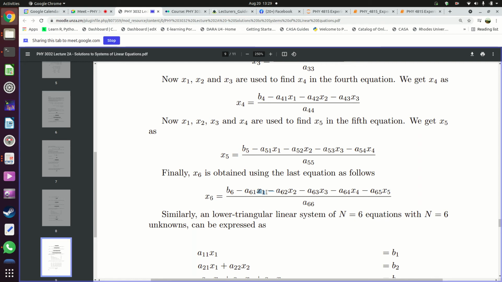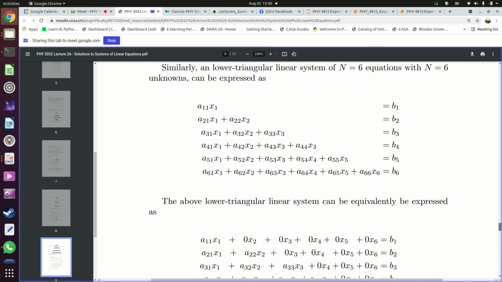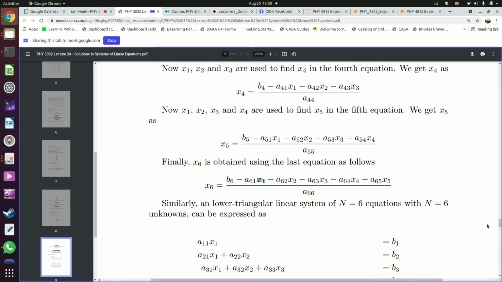Is that clear? Yes. There is a pattern to how these coefficients are showing up like that. Okay, are we clear?